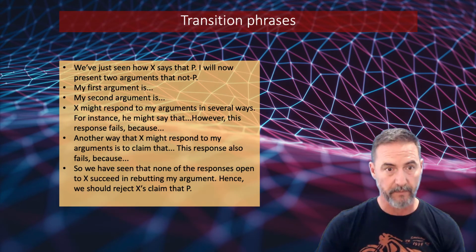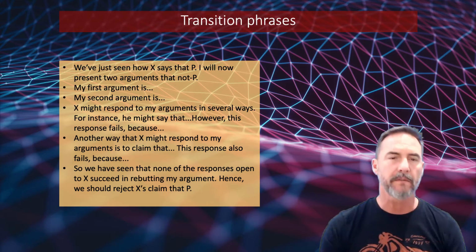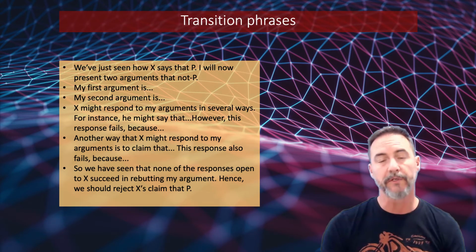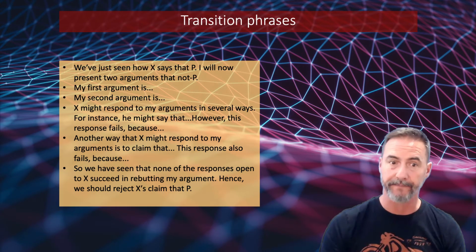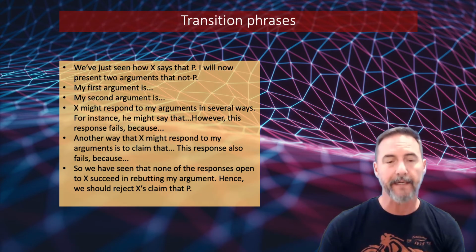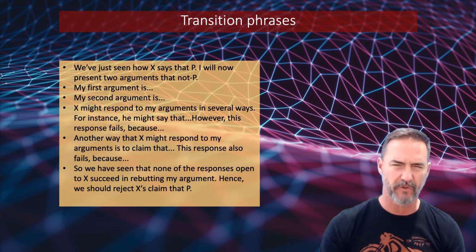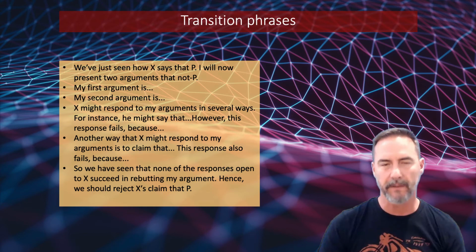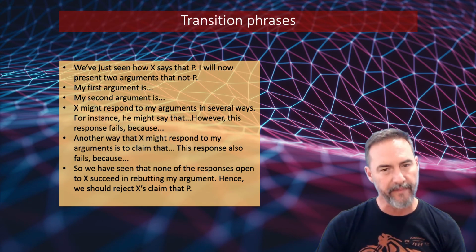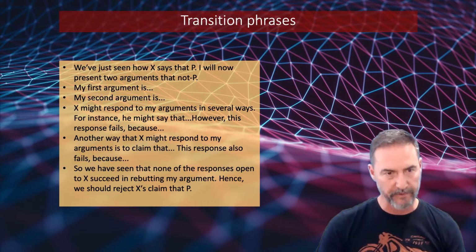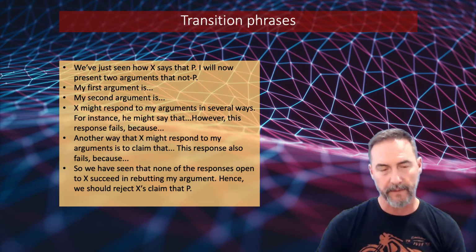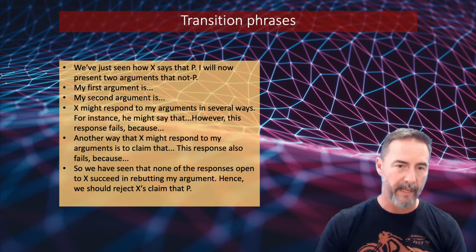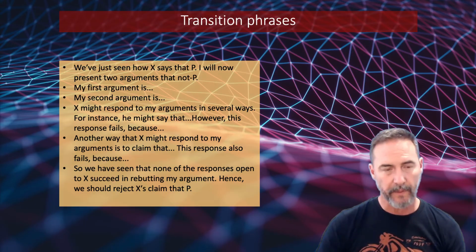Some more ideas would be, we've just seen how X says that P. I will now present two arguments against that. My first argument is, my second argument is. Now you might think that's just too simplistic to set it out like that, but it's not. It helps your reader enormously. And it helps your own thinking in how you want to prosecute your argument. So there's some more examples there of transition phrases that can be useful to make your argument structure clear to other people.